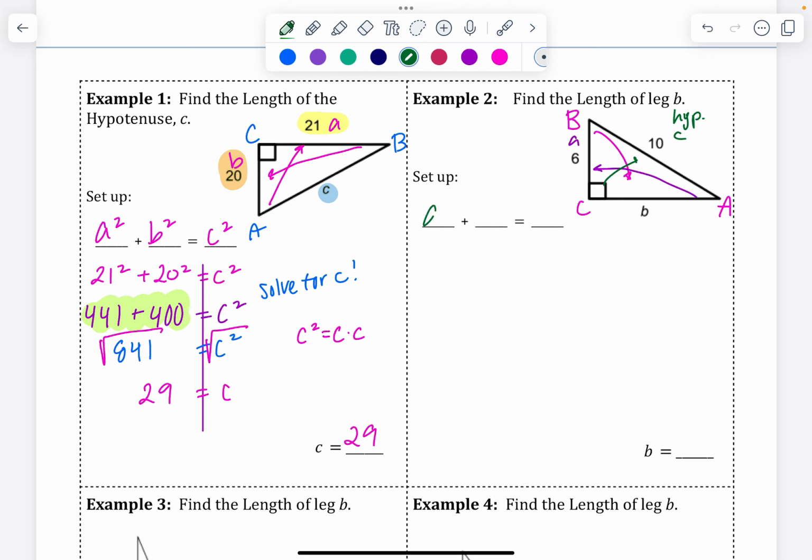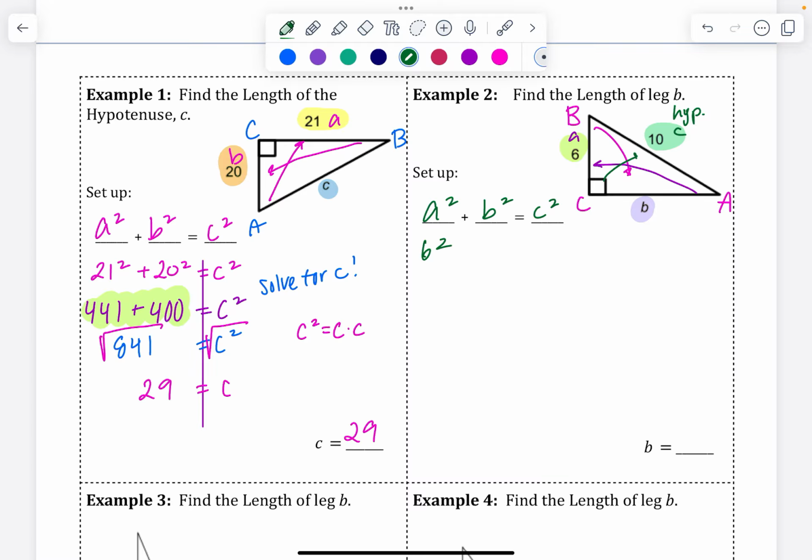So here we go. We have A squared plus B squared is equal to C squared. The A we see is 6. We are trying to find B. We know that C is 10. So A squared becomes 6 squared plus B squared, that's what we're trying to find, is equal to C squared, which is 10 squared. Again, here we go and solve.